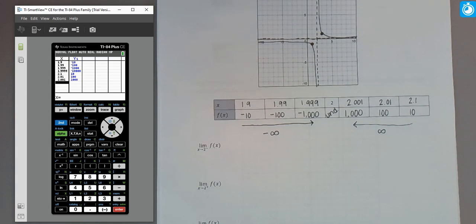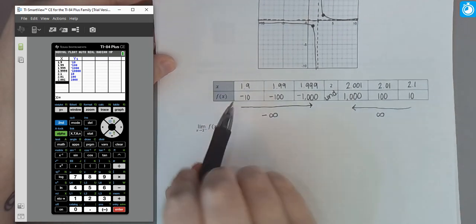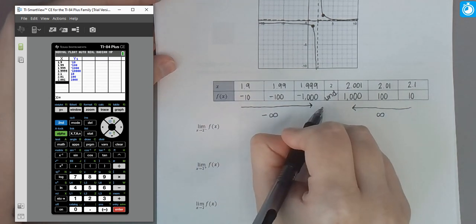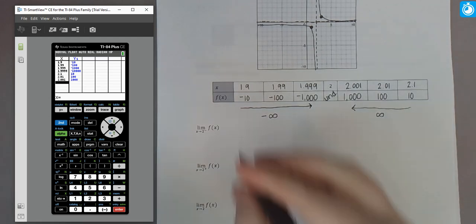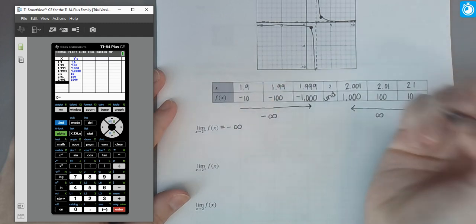infinity. So once we know what's happening for our x values that are smaller than 2 and x values that are larger than 2, that gives us our one-sided limits. As x approaches 2 from the negative side, from the left-hand side, our values are going towards negative infinity. So we would say that our limit is actually equal to negative infinity.